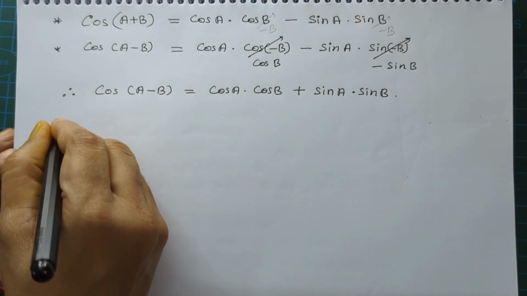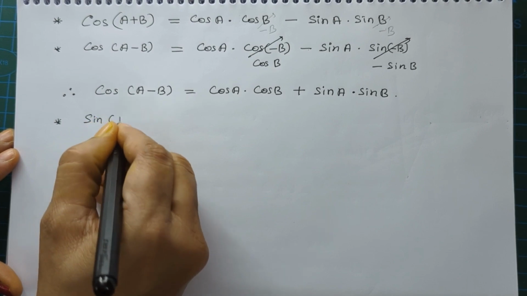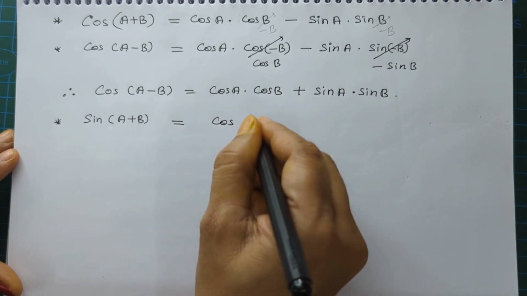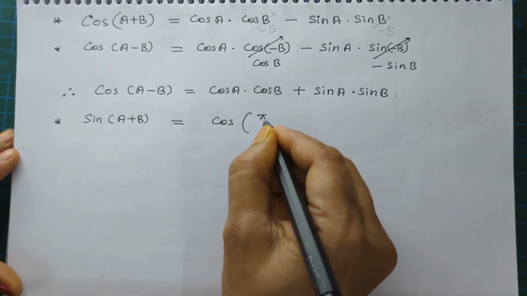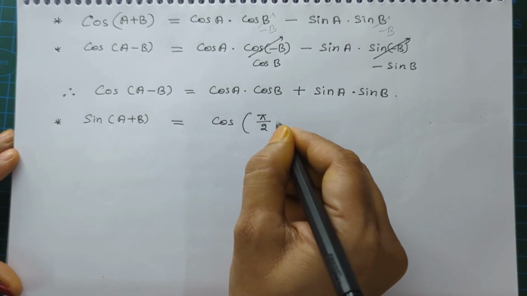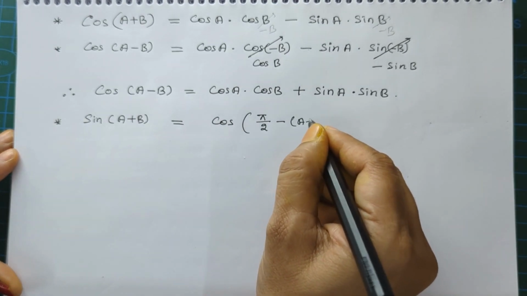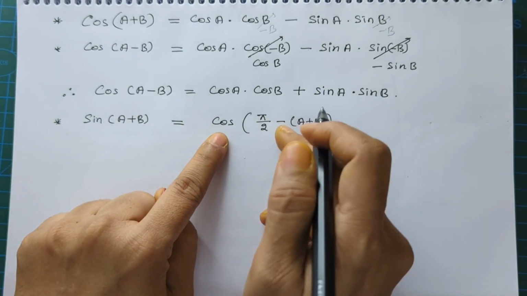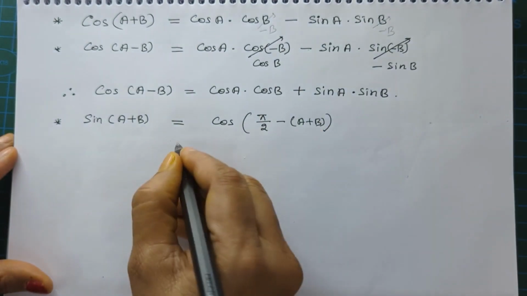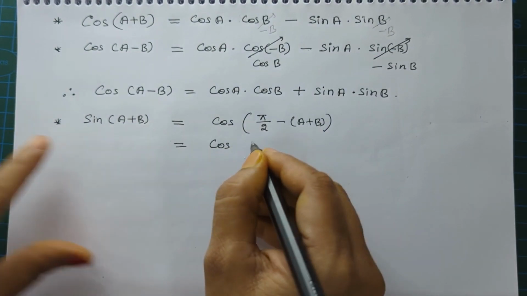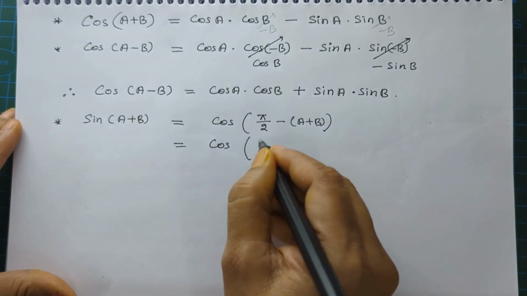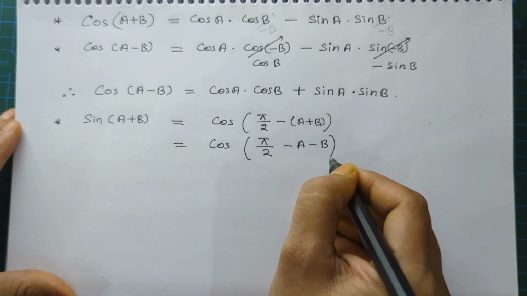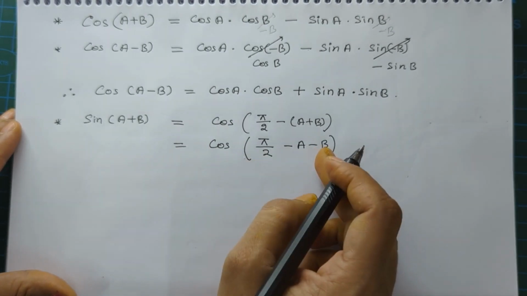Now the next identity, sine of A plus B. We can write sine theta as cos of 90 minus theta. Instead of 90, we are writing the angle in terms of radians. So 90 minus theta, where theta is A plus B. So sine theta is cos of 90 minus theta. Now a slight rearrangement of terms to get the formula for sine A plus B. We can write this as pi by 2 minus A minus B. We will put the first two as one angle and this as the second angle.